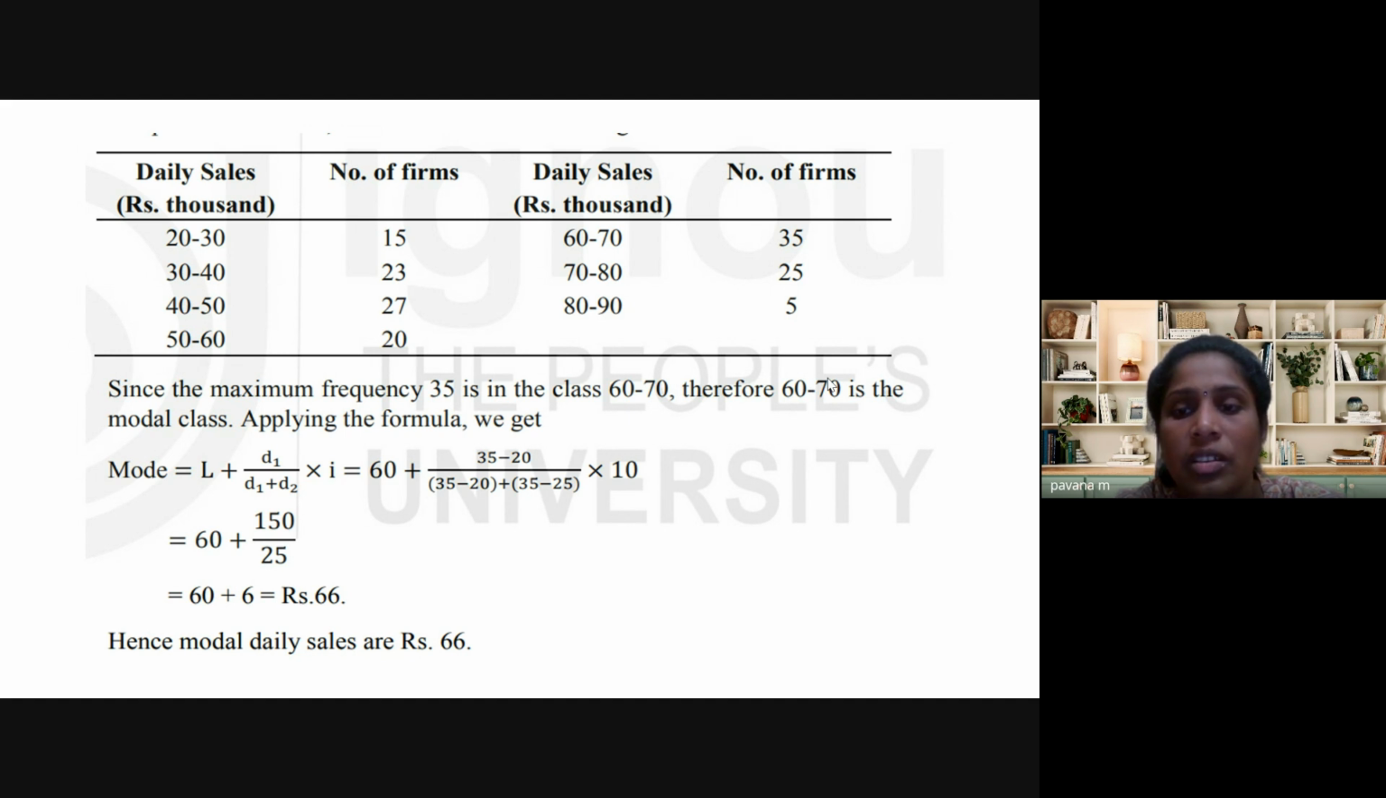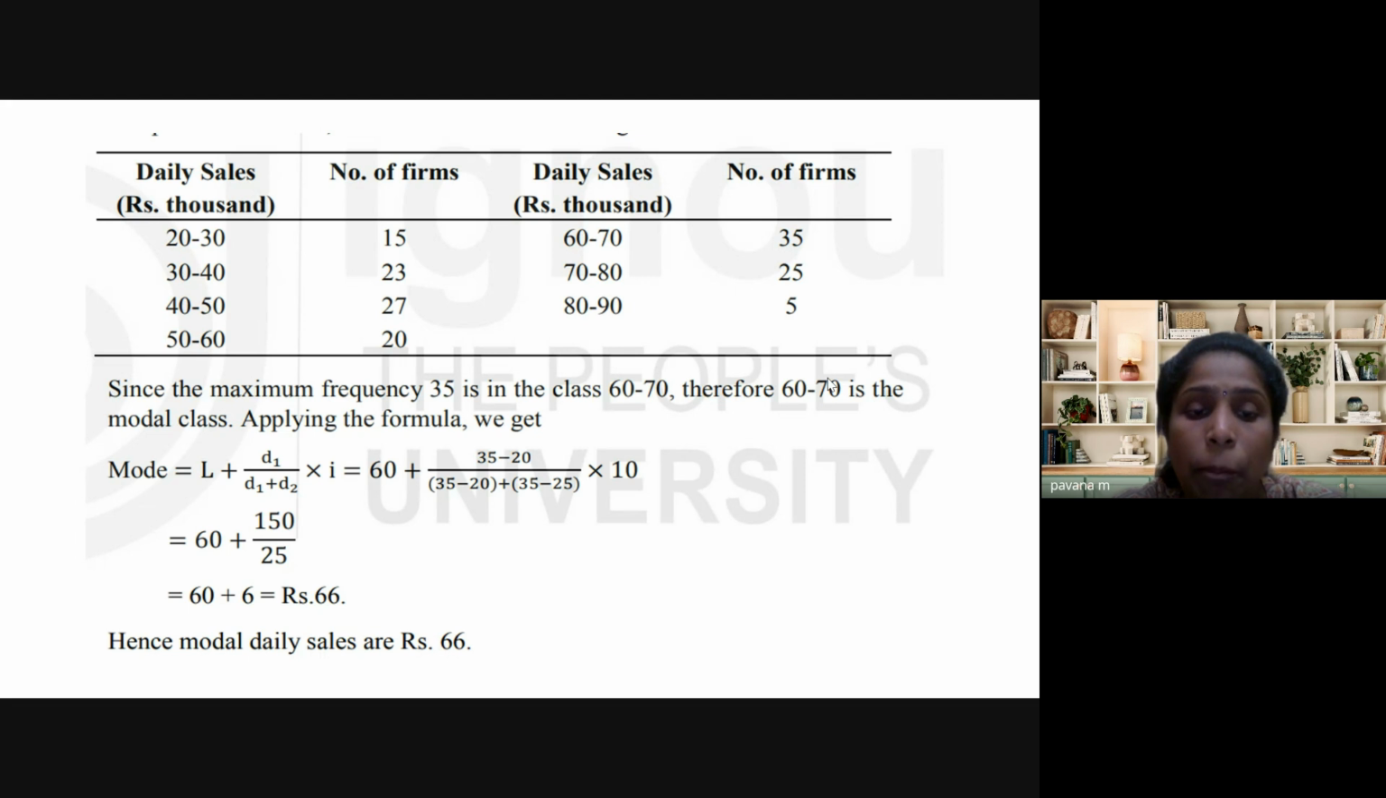35 is the highest number. So here in this particular table, the model class is 35 because this is the highest number. So you have to consider the highest number or greater frequency. So greater frequency is 35. So this is the model class. Across the 35 we have 60 to 70, so 60 to 70 is the model class.